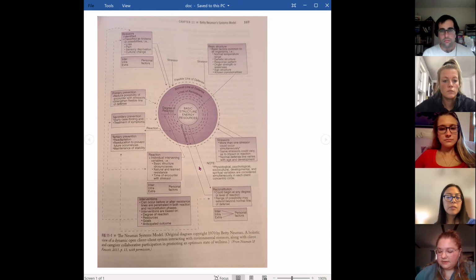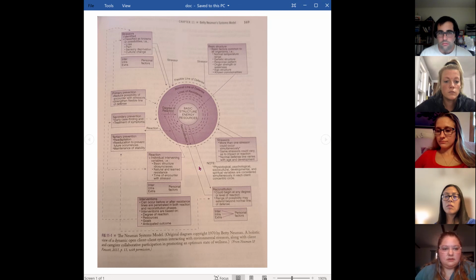The first variable is physiological, and that variable relates to the bodily structure and the internal environment. Some questions that are used to assess that are: how do you feel physically, versus how do you usually feel physically?